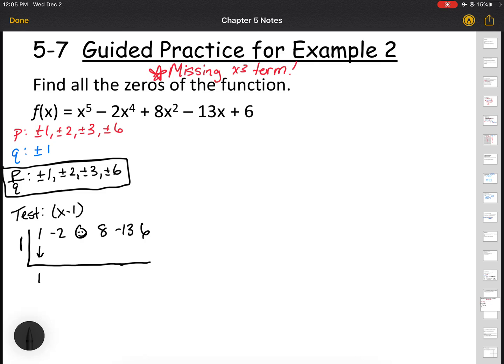Okay, so drop down the 1. That gives me 1. Negative 2 plus 1 is negative 1.